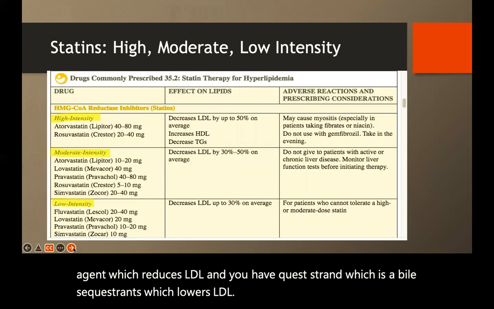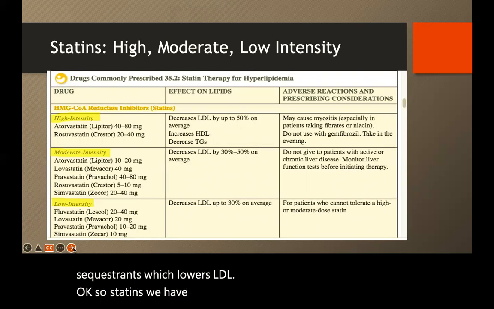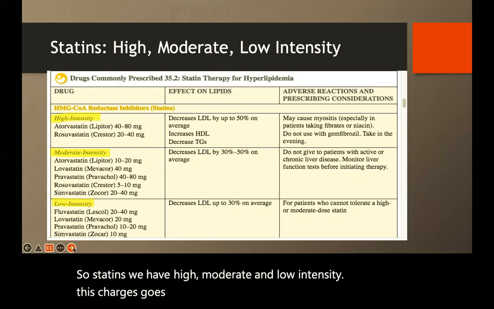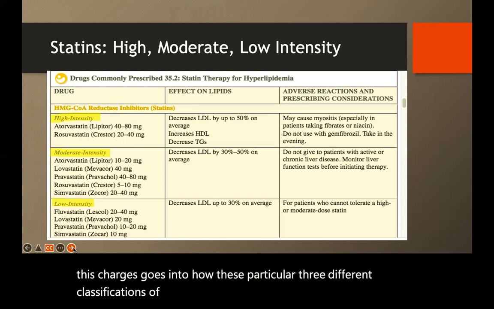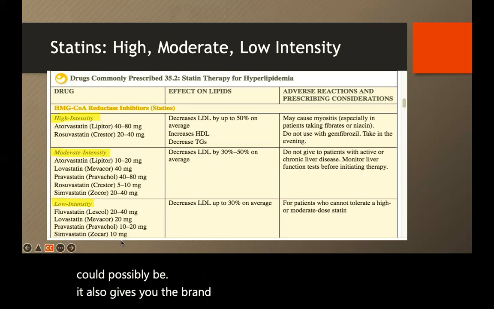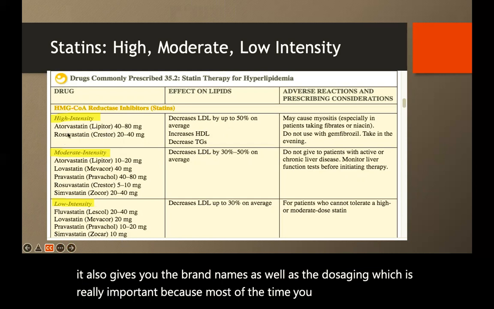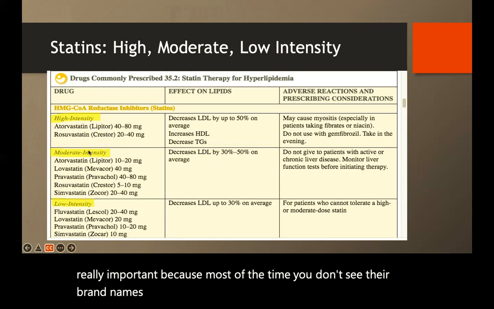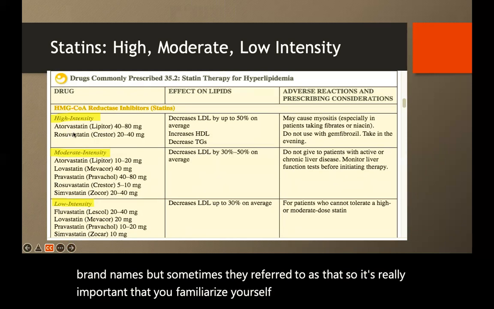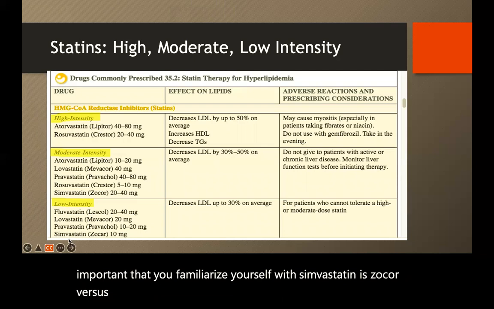Okay, so statins, we have high, moderate, and low intensity. And this chart just goes into how these particular 3 different classifications of statins affect the lipids and what their reactions could possibly be. It also gives you the brand names as well as the dosaging, which is really important because most of the time you don't see their brand names, but sometimes they're referred to as that. So it's really important that you familiarize yourself with simvastatin is Zocor versus atorvastatin is Lipitor.